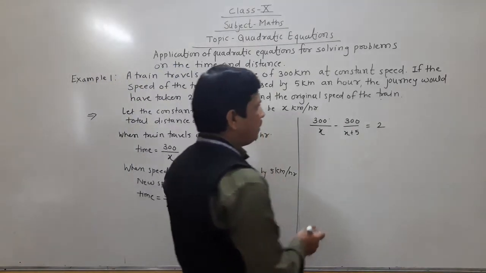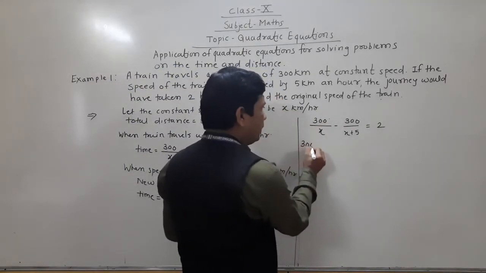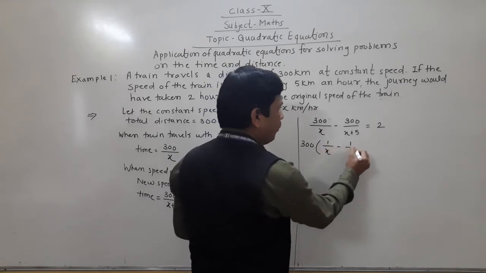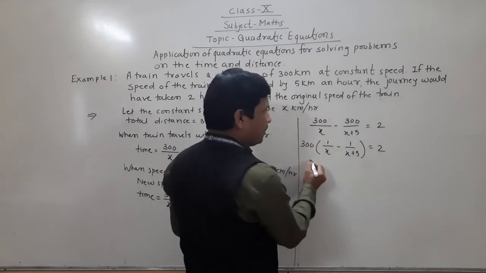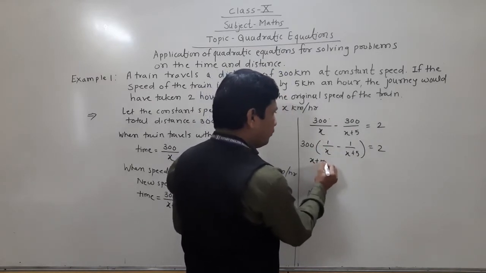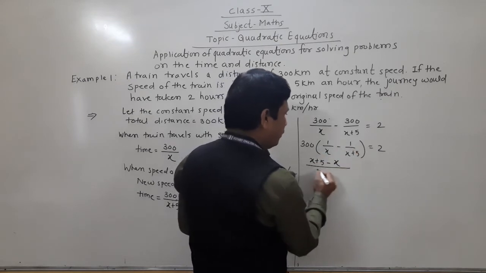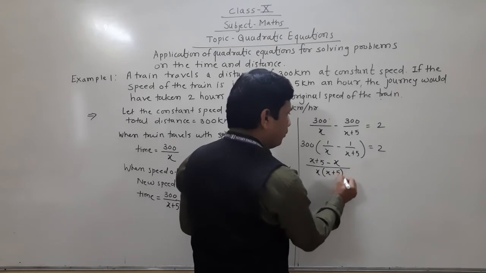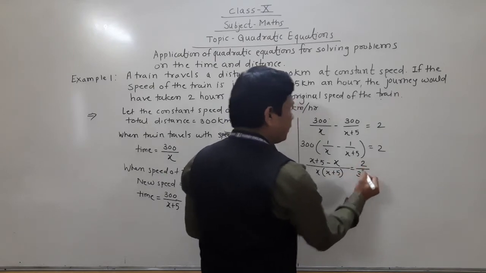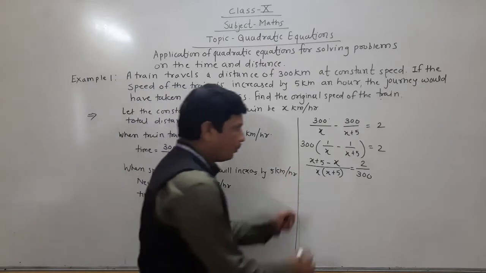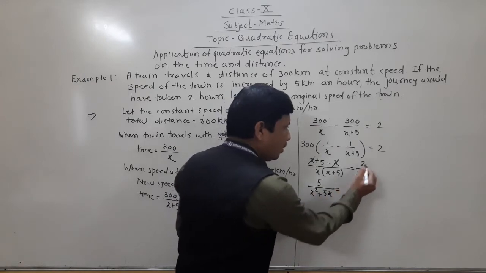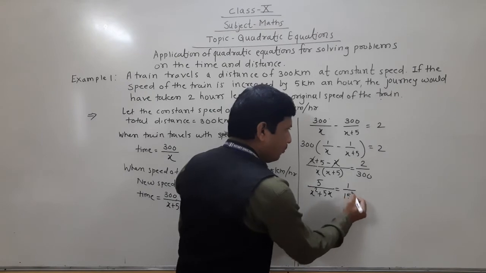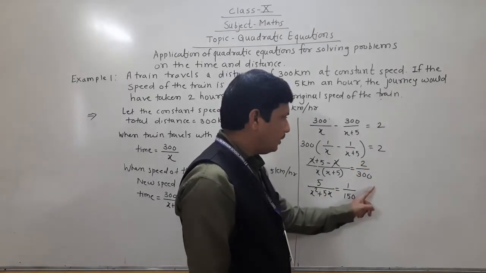I am taking 300 common, so 300 in bracket, 1 upon x minus 1 upon x plus 5 is equal to 2. So x plus 5 minus x over x into x plus 5 is equal to 2 divided by 300. So x minus x will be cancelled. What is remaining? 5 upon x into x plus 5, x square plus 5x, is equal to 1 by 150. 1 by 2, 15 are 30, so 150.